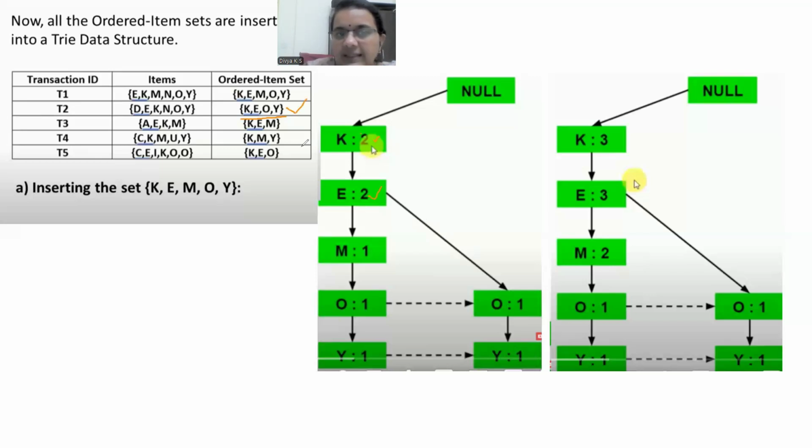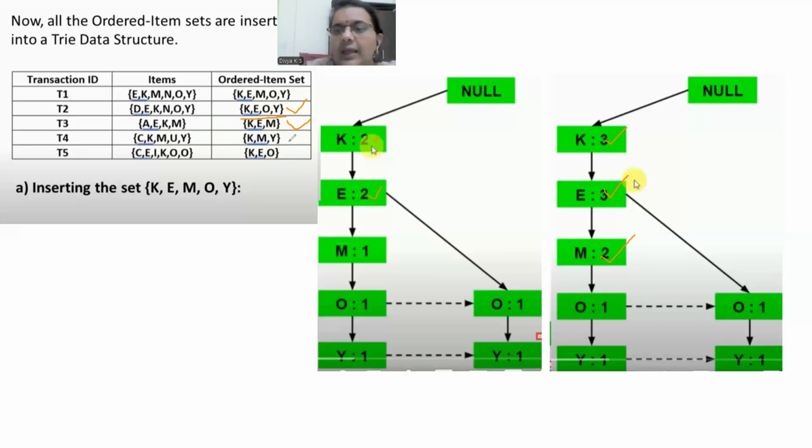KEOY we draw. Next we have KEM, correct. So now K will become 3, E will become 3, then M. So here there is KEM that we already have now. So this only we can use. See, K will become 3, E will become 3, M will become, previously it was 1, so now it is 2. So till this we draw, right?